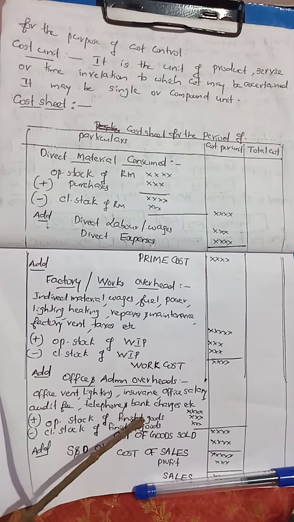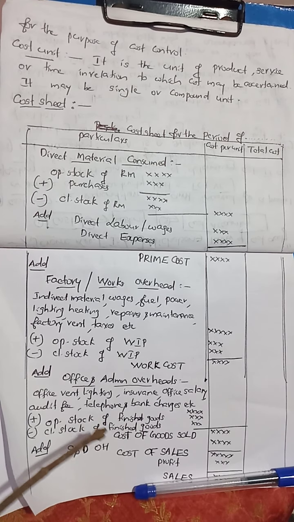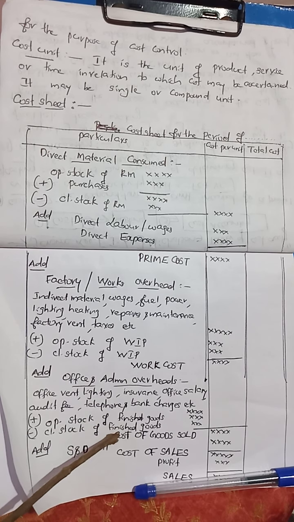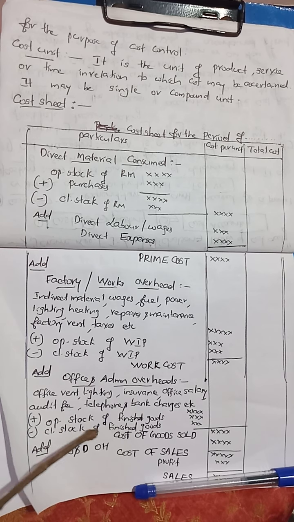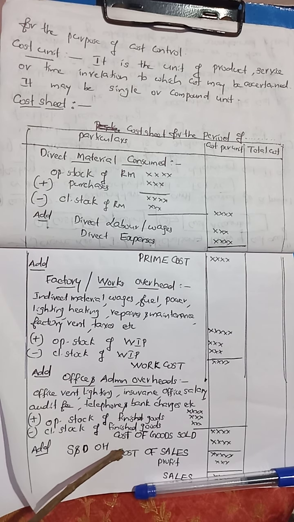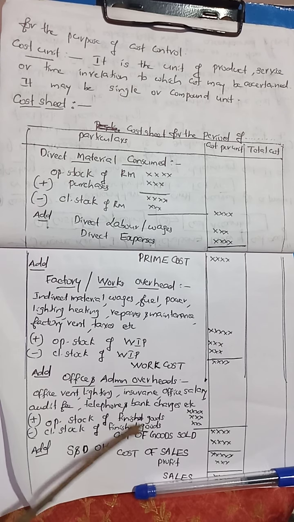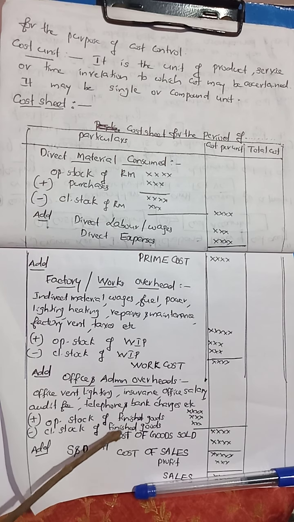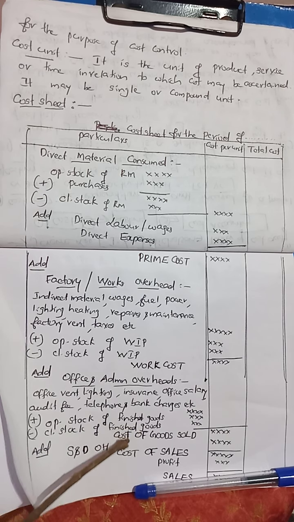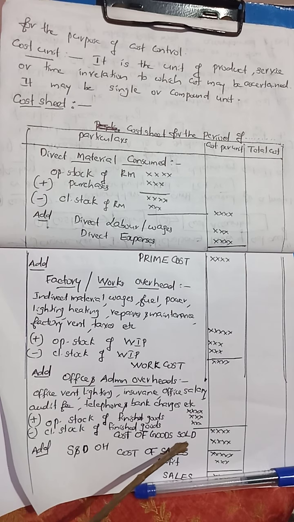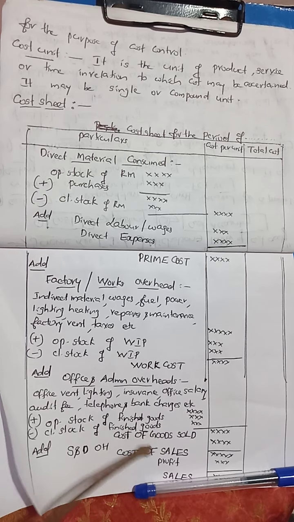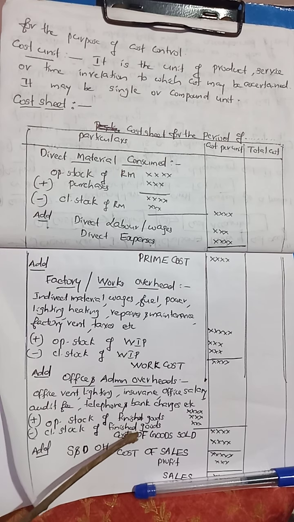Then from that added amount, if there is any information regarding the finished goods in the question paper or in the textbook or somewhere else, adjust that finished goods amount also. That is, if there is any opening stock of finished goods and closing stock of finished goods, add the opening stock of finished goods to this amount, and from this amount deduct the closing stock of finished goods, then we will get the next product, that is cost of goods sold. Cost of goods sold, that is, we have reached a new element called cost of goods sold.